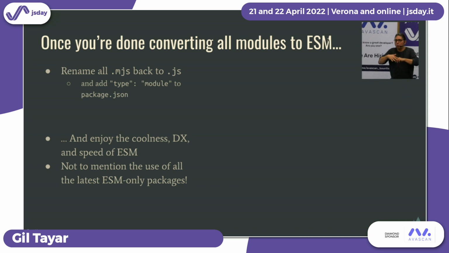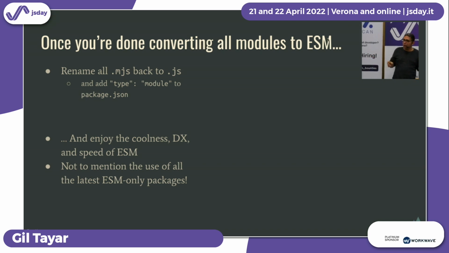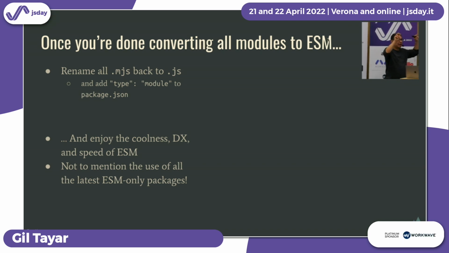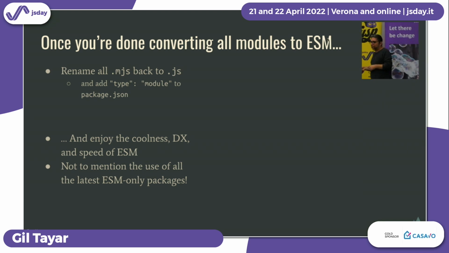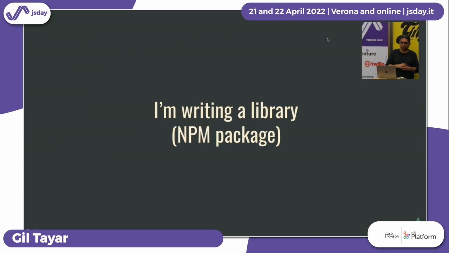What about full conversion? Once you've done that partial conversion, after a time, everything will be converted. It's probably easy. So what do you do? There's a little stuff that you can do. Basically, you're done, right? But you can do a little stuff. One is rename all the .mjs back to .js. Finally, you can do that. Why? Because if you add to the package.json type: module, then it tells Node.js to treat JS files as ESM. But it's an all or nothing thing. And, well, basically, enjoy the coolness, developer experience, and speed of ESM. Not to mention, finally, you can use all the Sindre Sorhus packages that you want. And how I envy you.